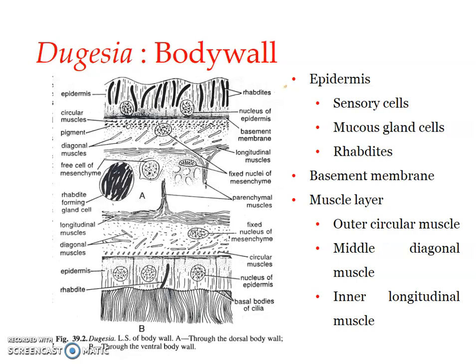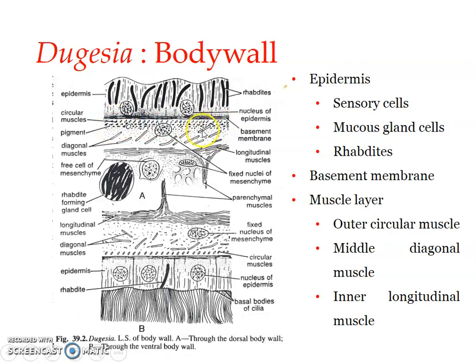Then we have the basement membrane. Basement membrane is a thin membrane on which the epidermal cells rest. Okay, and then we have the muscle layer. It consists of elongated, contractile muscle cells, and they are produced by myoblasts. Just like the name suggests, myoblasts produce the muscle cells. Now immediately below the basement membrane, the muscle cells form an outer layer of circular muscles. Just below the epidermis, the circular muscles form a layer.